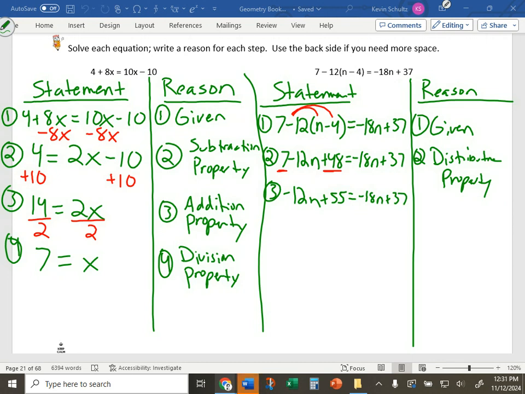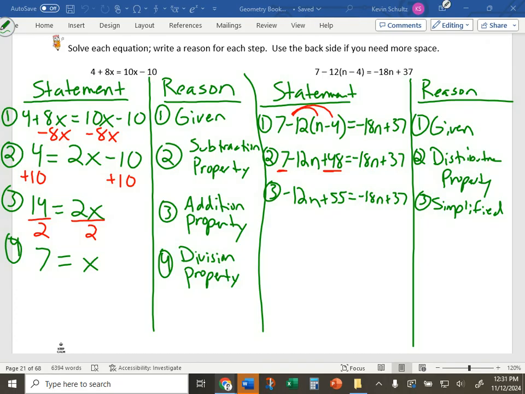And what allowed us to do that? This is not up in your properties from up above, but Ella said it perfectly. We simplified. That is actually a mathematical property that allows you to combine that 7 and 48. Simplify, you could write combined like terms, okay? Those are both acceptable things.